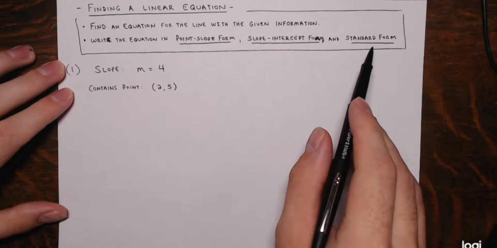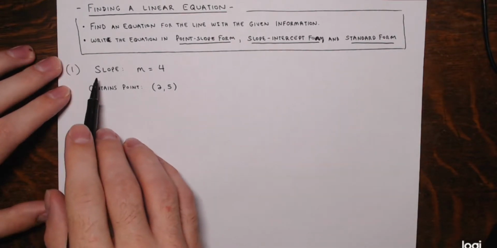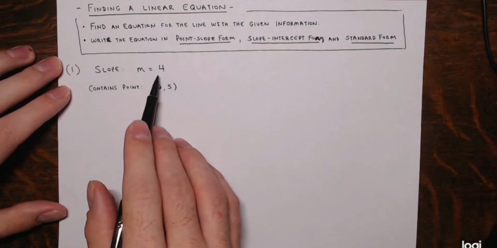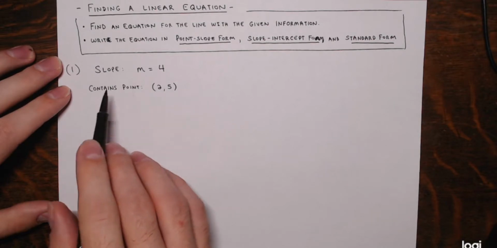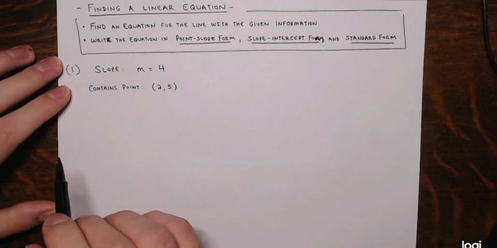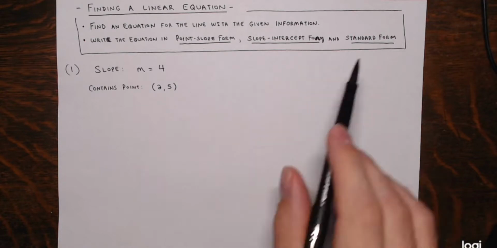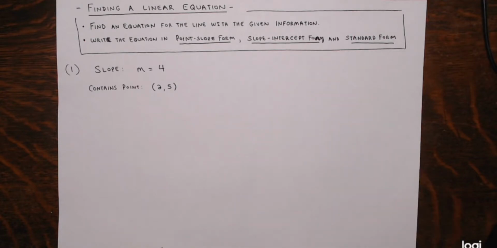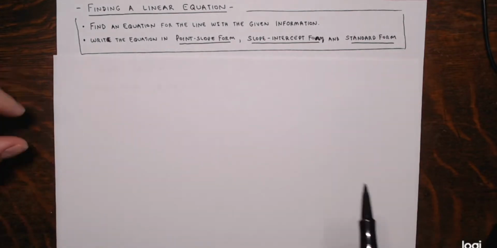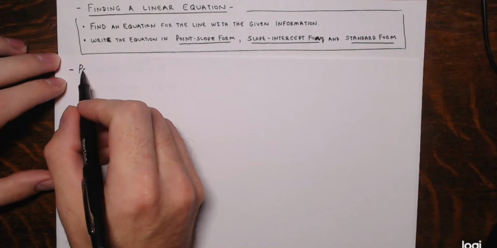Before I even get into example 1 here, where we're given the slope of a line, and we're also told it contains the point 2, 5, let me go to a separate page here and talk about these different forms of a linear equation. So the first of these is called point slope form.